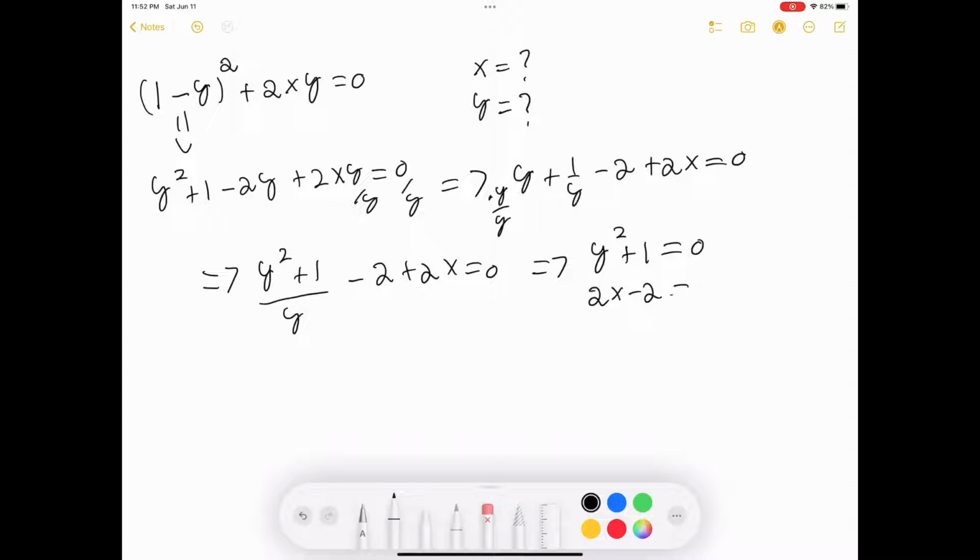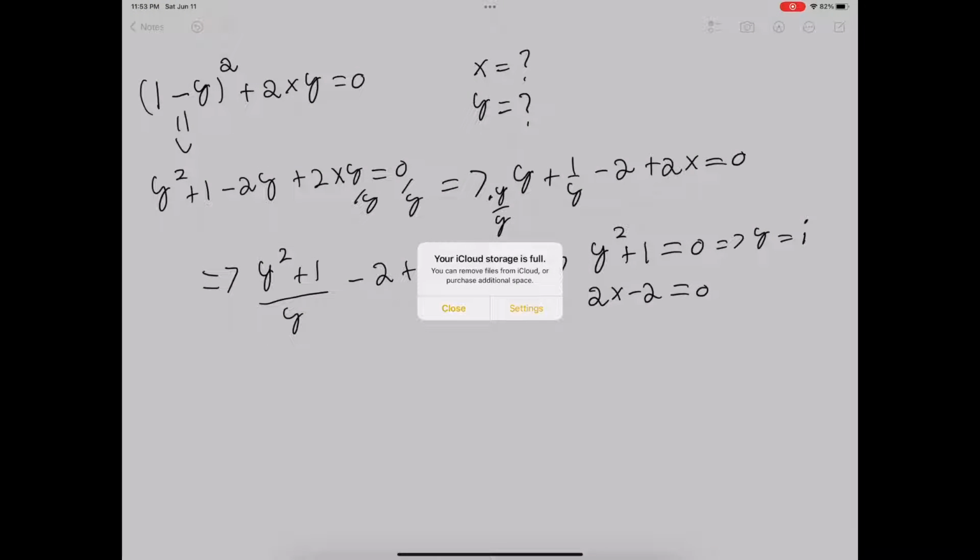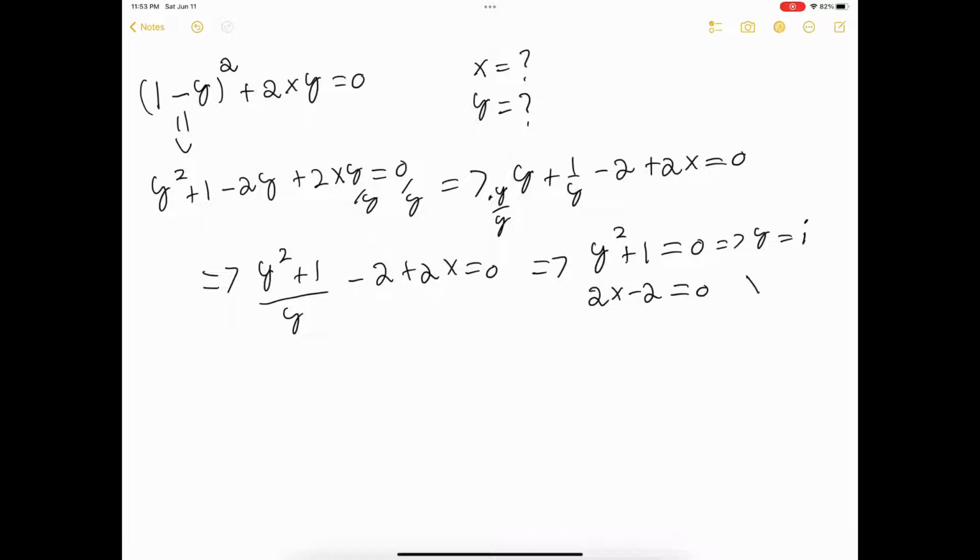So y squared plus 1 equals 0, y squared equals negative 1, and so y is going to equal the square root of negative 1, which is, of course, i. And on the second little equation there, we're going to have 2x minus 2 equals 0, 2x equals 2, x equals 1. So that's going to be our answer there, and that is answer choice B.